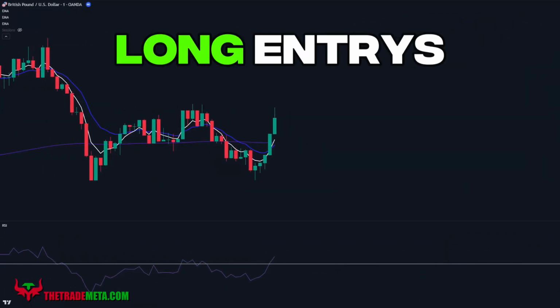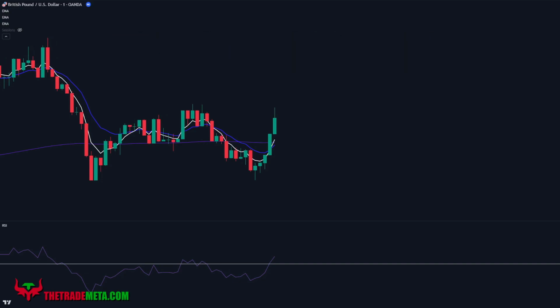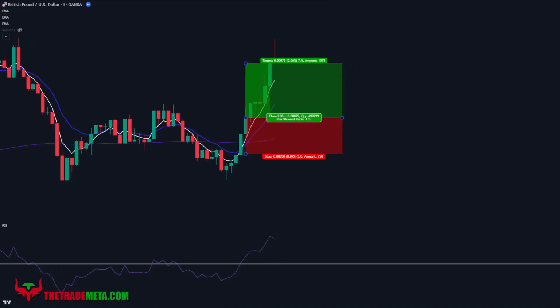The rules for entering long trades is simple. We enter a long trade at the close of the candle when the 5-period EMA crosses the 12-period EMA to the upside. We make sure price is above the 200-period EMA. And the RSI must be above the 50 level. When all conditions are met, we enter the trade with a market order at the candle close. And we place our stop loss a few points below the 12-period EMA. This would be about a 4 to 6 pip stop loss on this pound to US dollar pair. And we want our take profit at 1.5 times our risk.